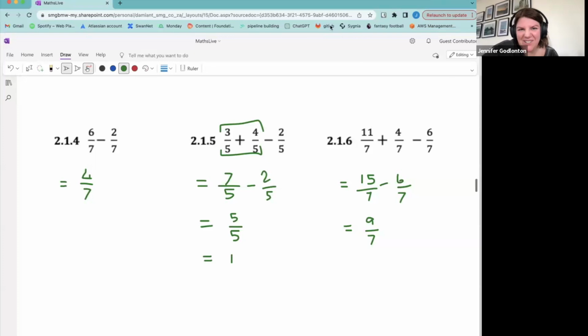Let's get to the slightly more interesting questions. Oh, sorry, I didn't see your hand. How can I help? Oh, ma'am, for 2.1.6, for the 9 over 7, can't you simplify it to be 1? Wait, yes, 7 goes into itself once, and then there's a 2 left over. Yeah, you absolutely can. So if you want to make it into a mixed number, you can 100% leave it as 1 and 2 over 7. Thank you, ma'am. No problem.